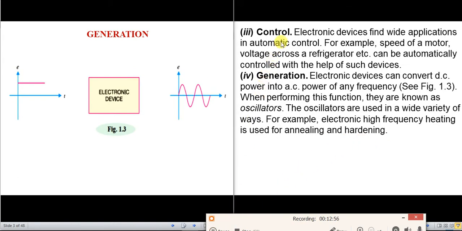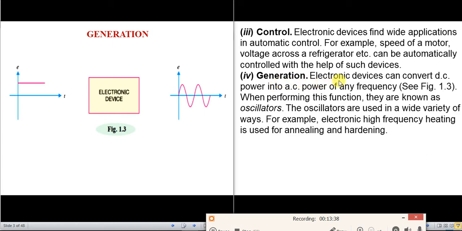Another function is control element. So by using electronic devices we can control the circuits. For example, we can control the speed of a motor, we can control the temperature, we can control most of all the automation things, automated items, refrigerators, air conditioning systems, washing machines. They all can be controlled automatically with the help of the electronic devices. Next is generation.